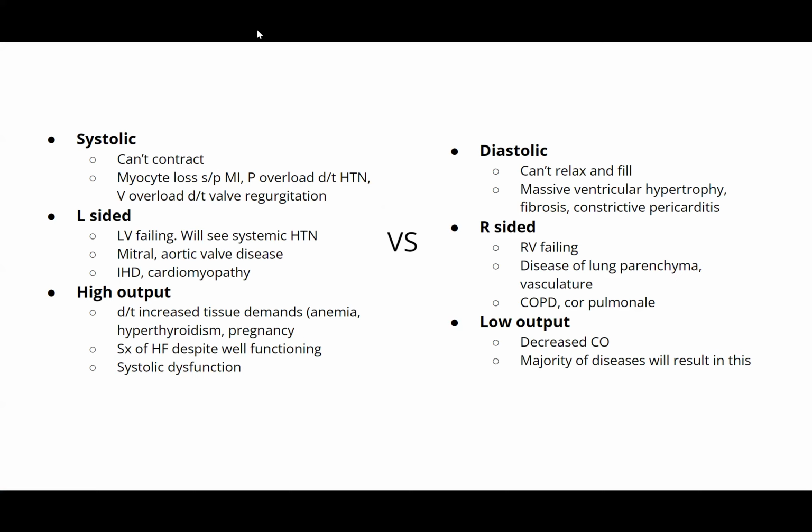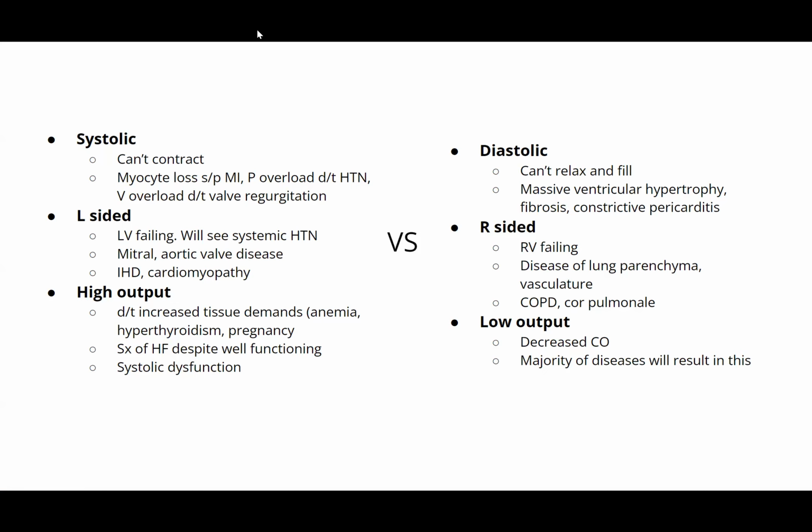Again, if you have systolic, you're going to have myocyte loss, for example after a heart attack, and then you're going to have pressure overload. You can also have pressure overload due to hypertension. We talked about volume overload due to valve regurgitation, and this can cause that eccentric hypertrophy, versus diastolic. You're going to have pressure, because if you can't relax and fill well, you have increased pressure, and so you can have the concentric hypertrophy.